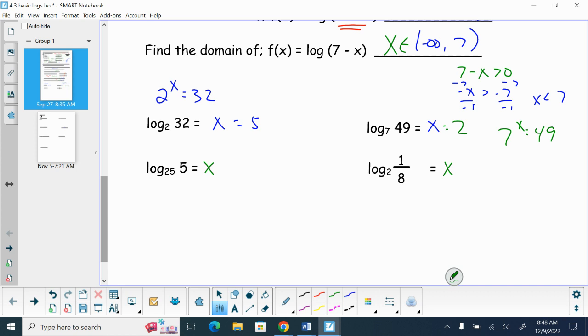Try to solve the next two. Check your answer with somebody around you. These will tax you a little bit more with your properties of exponents.